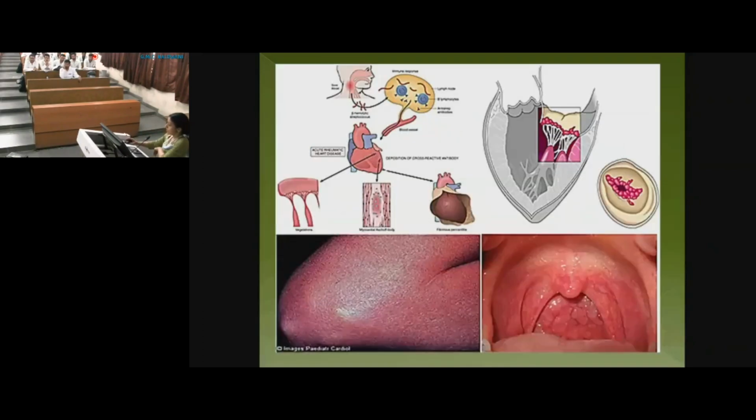Right? So this is actually what is happening. It's involving so many parts of the body. It's involving the heart, right, the joints. It's involving the brain in the form of chorea.